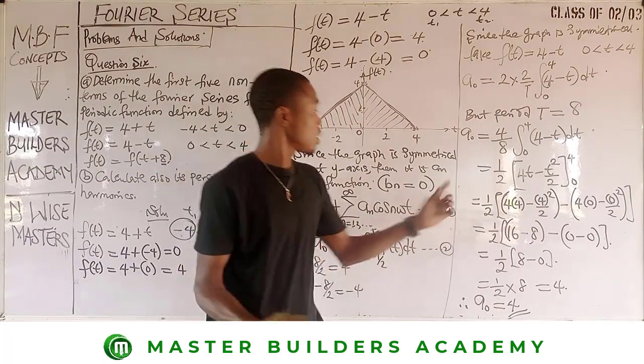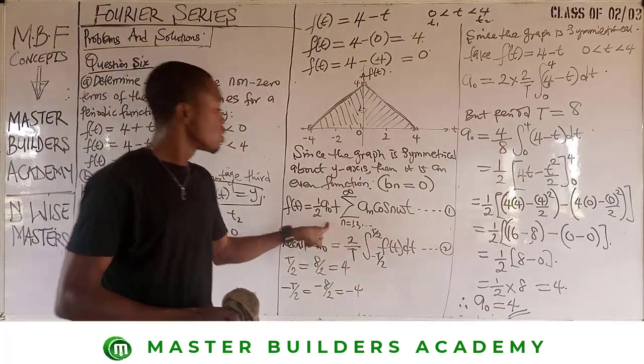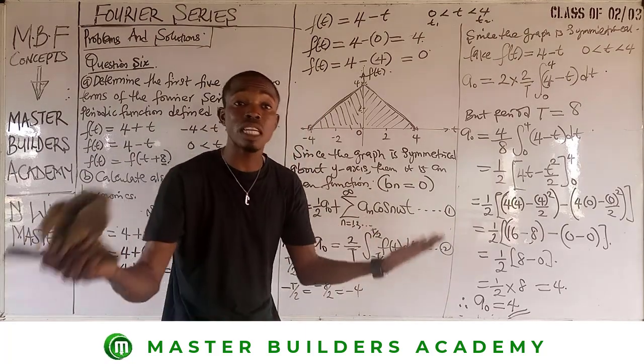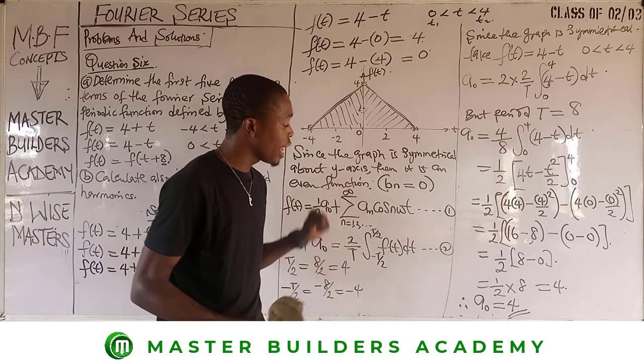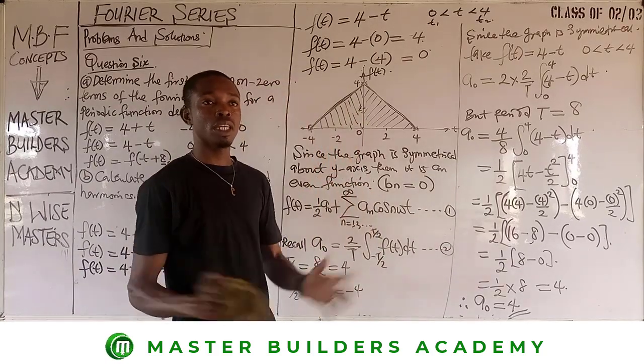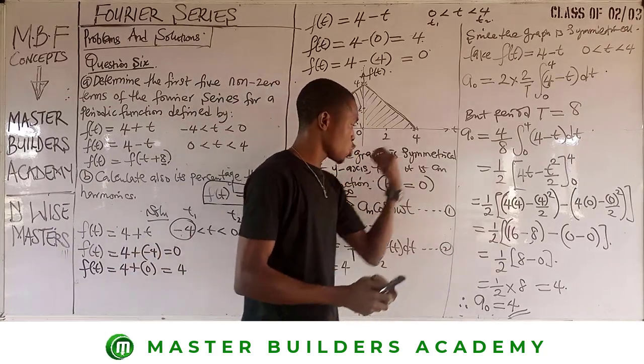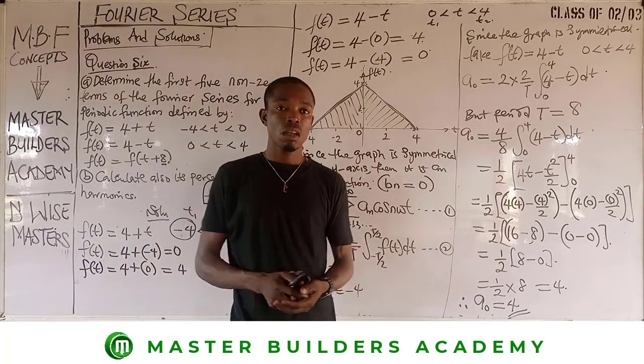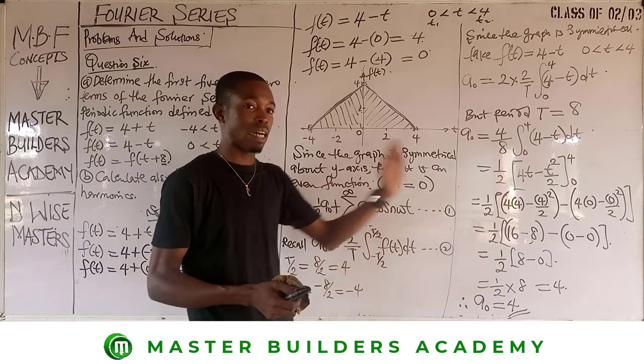Very simple. From here, we know that we are going to calculate for A naught and AN, and we have successfully calculated A naught. Left with only AN, all we need to do now is solve for AN the same way we solved for A naught. Once we get the values, we substitute the values.